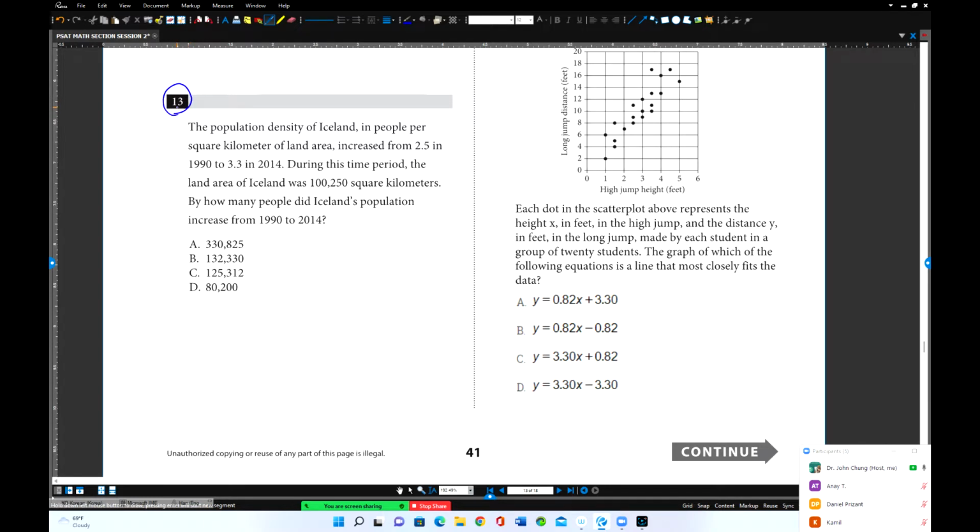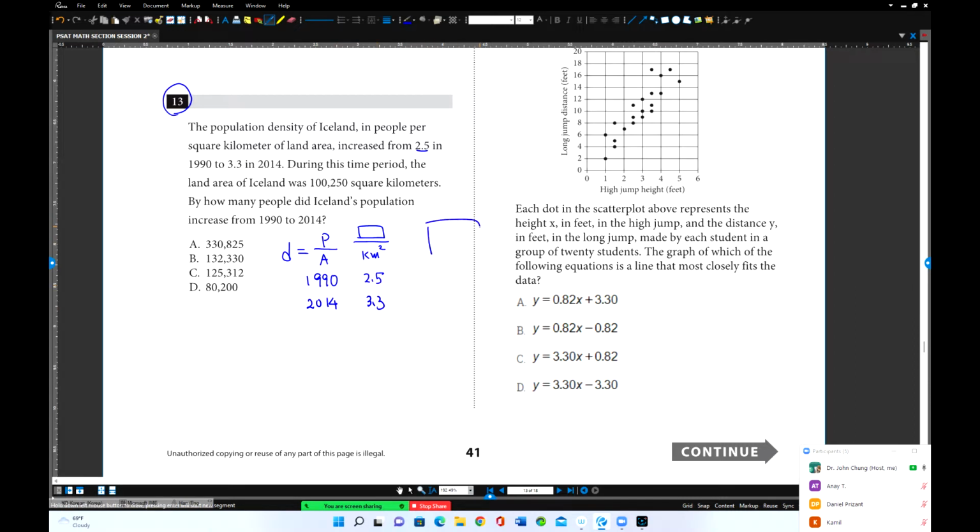Population density in Iceland in people per square kilometer. Population density is the number of people over area, right? That is the population per square kilometer, and how many people are there. That is density. In 1990 the density is 2.5, and in 2014 it is 3.5.